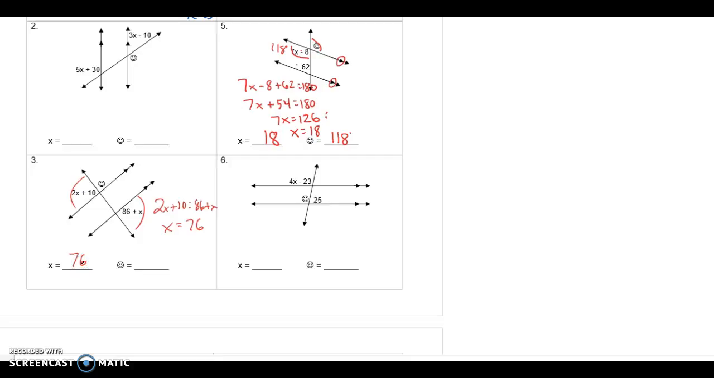Now, probably the best thing to do is take that and plug it into here, the 2x plus 10, and then just find the supplement. Because that smiley face is next to it, they form that straight line. We know they add up to 180. So when I plug 76 into 2x plus 10, I'm going to get 2 times 76, which is 152. Add 10, we get 162. So the smiley face angle, again, is 18 degrees. Again, not drawn to scale. That's key there. You might think it's not 18. Well, it is 18 degrees based on the measurements that we have.